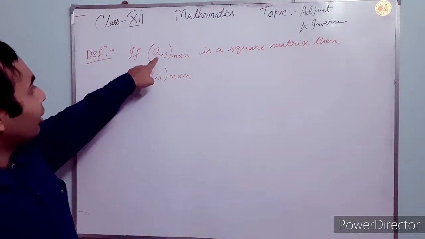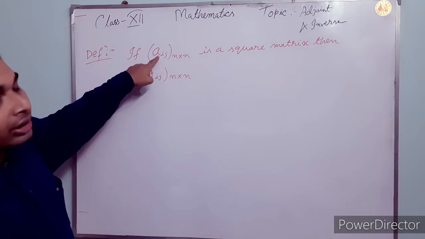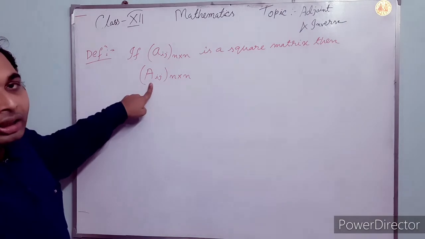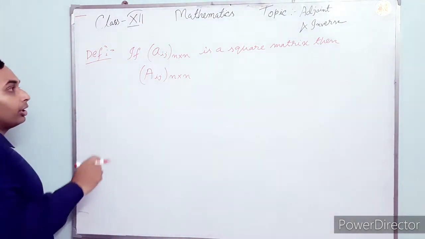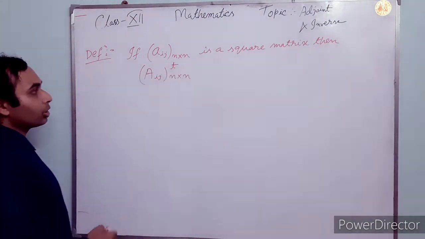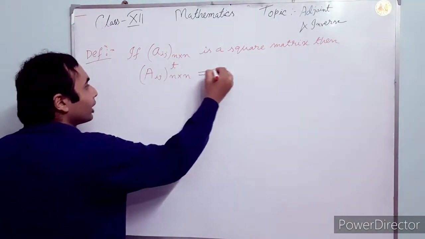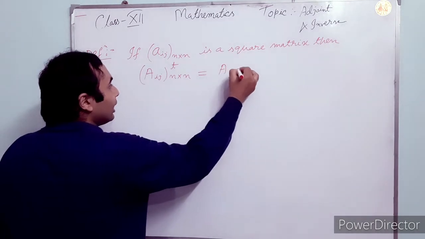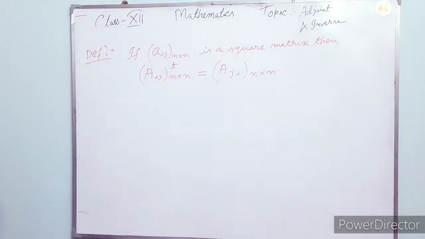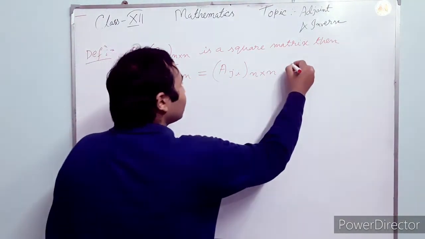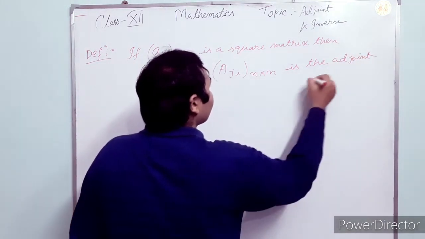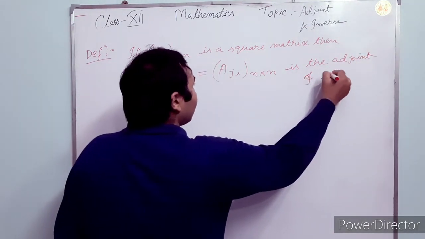Capital A, here the matrix has been denoted, and those are the elements. So Aij, and here the capital Aij, I will show you later what it is, and its transpose. Aij, its transpose, can be written as Aji n cross n. This is the adjoint of that matrix.